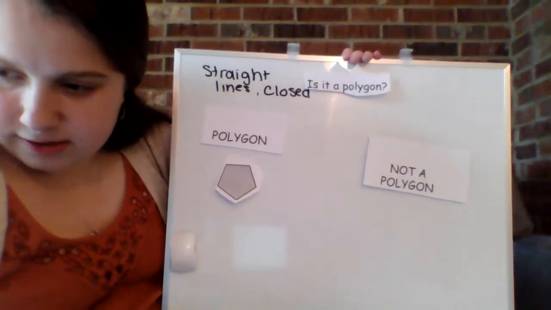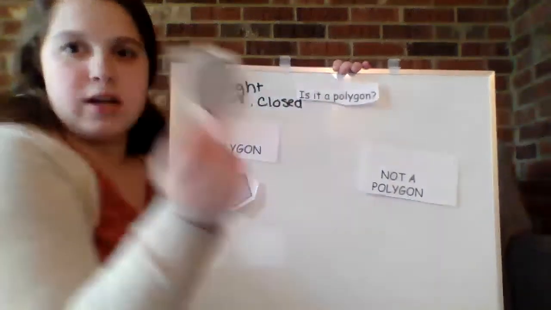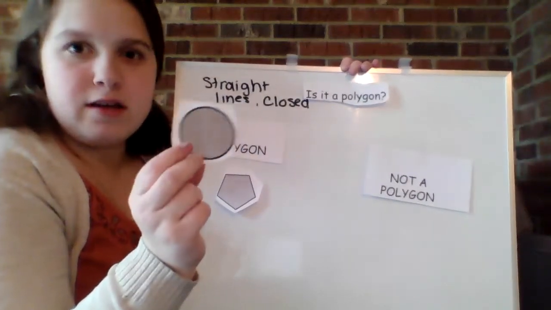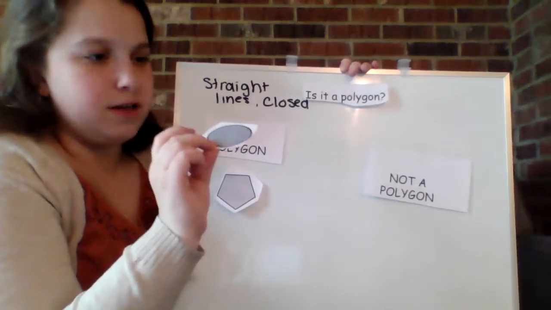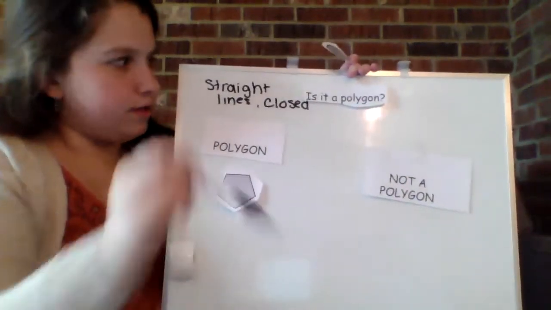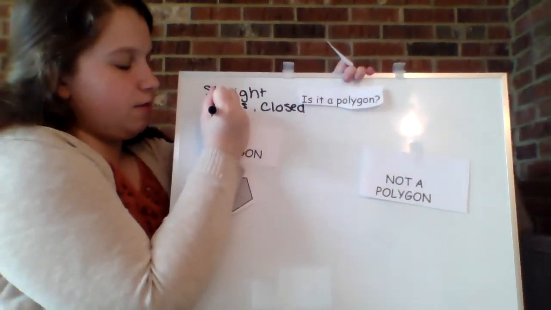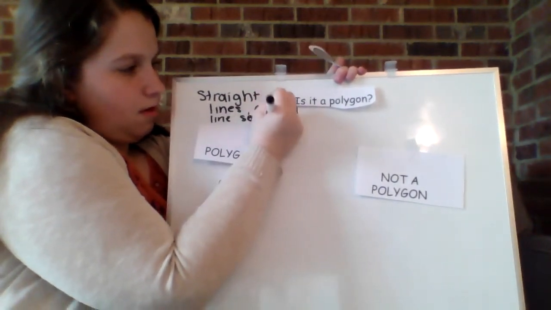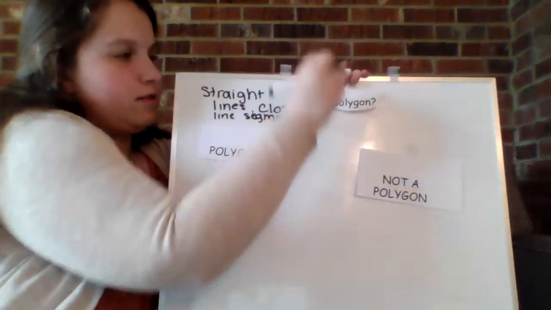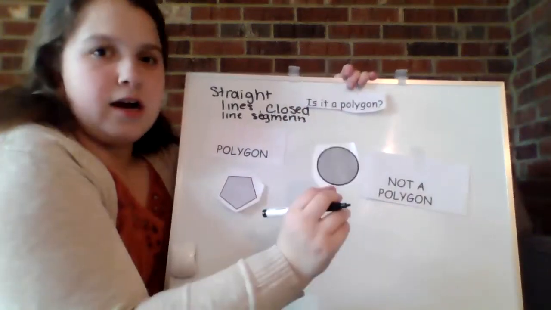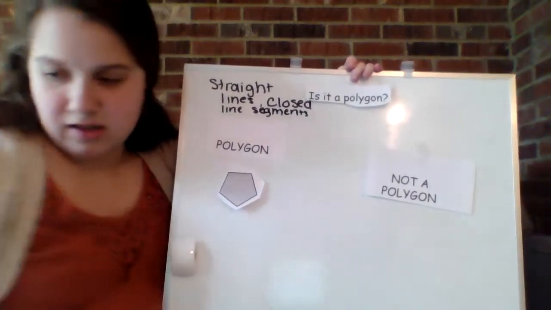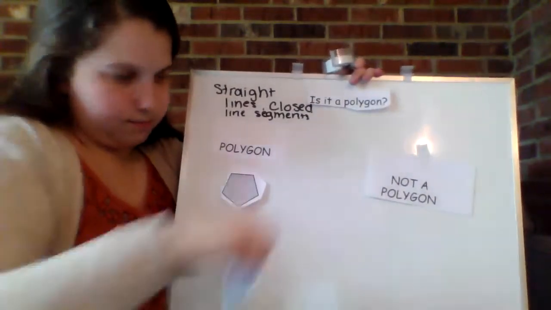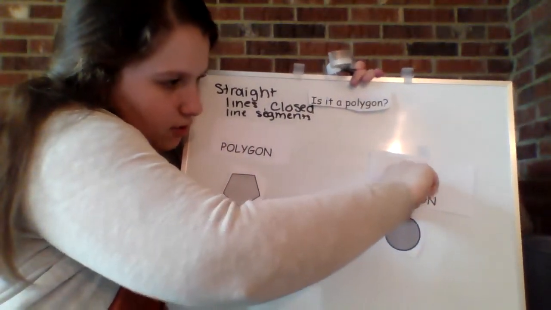Now let's look at this shape. This is a circle. We've got to think about this. It's got to meet all of our criteria, or all of our points. It's straight lines, it's closed and made up of line segments. It is closed, but it is not made up of straight lines. So in this case, a circle is not a polygon.